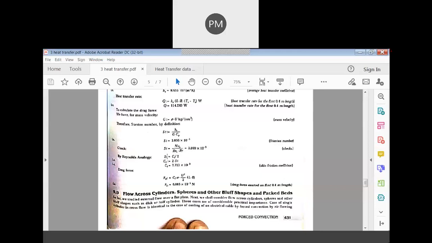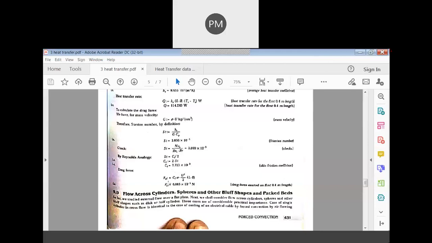So once you got Stanton number, either of these, H by rho u Cp or Nusselt number by Reynolds number into Prandtl number, approximately you are going to get the same value. And once you got this Stanton number, CF is given by 2 times Stanton number. So you are going to get 7.713 into 10 to the power of minus 3, I think.